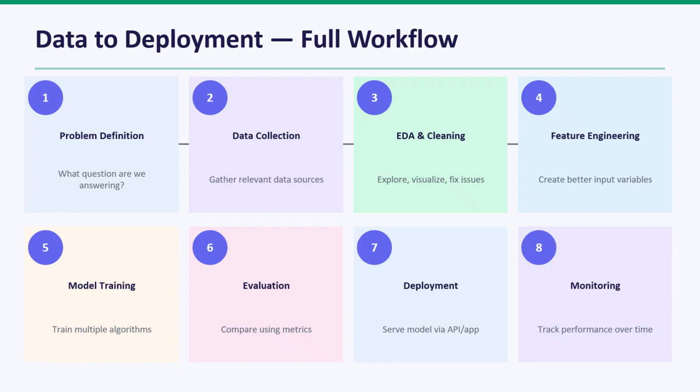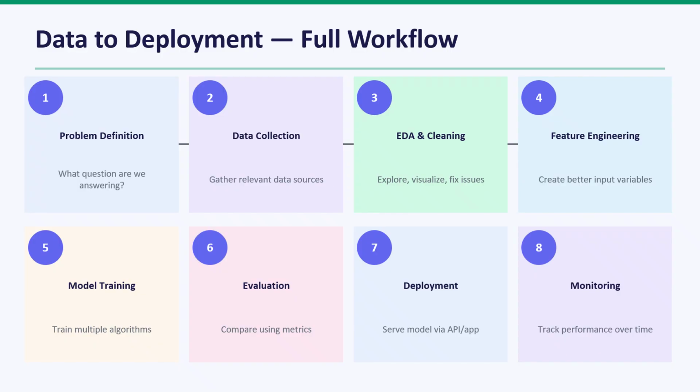Step 2, data collection. Gather data from databases, user logs, third party APIs. Step 3, EDA, exploratory data analysis. Visualize and understand your data. Find patterns, outliers, correlations. Step 4 is feature engineering. Create new variables that help the model. For example, days since last purchase might be more useful than the raw purchase date.